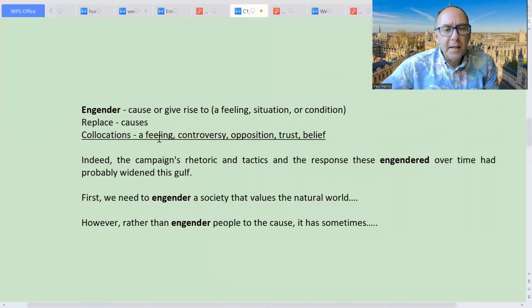Okay, the next one is the verb to engender. So, cause or give rise to, for example, a feeling, a situation or condition, replaces causes, okay? And again, collocations here: engender a feeling, engender controversy, opposition, trust, belief, okay? And again, we've got some examples here to show you how they would appear in writing.